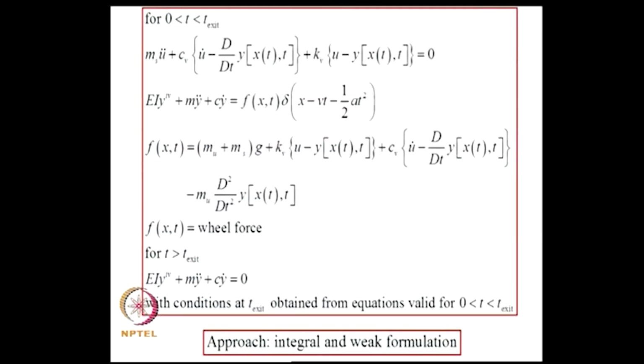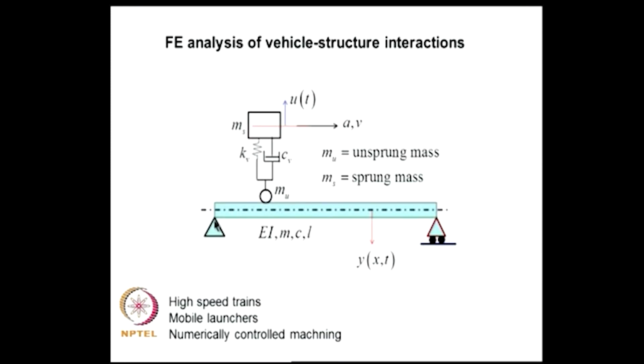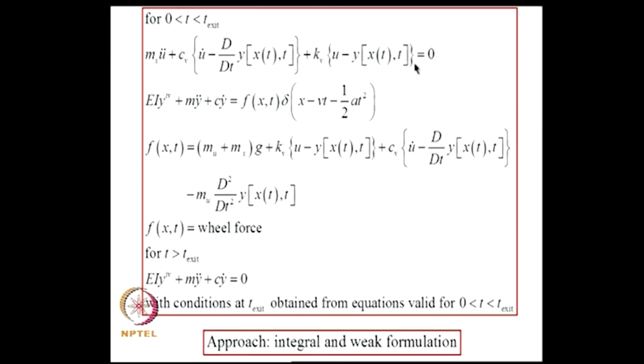This equation we have derived in the previous lectures. So, the vehicle enters the bridge span at t equal to 0 and exits at t exit. It moves with an acceleration a and velocity v, which do not change when the vehicle is on the bridge. And we have one equation for the vehicle, a single degree of freedom oscillator. It has terms containing the bridge response, and the beam response itself is governed by a Euler-Bernoulli beam equation, and the wheel force has contribution from weight of the vehicle, the vehicle spring stiffness, damper, and the inertial effects due to the unsprung mass.